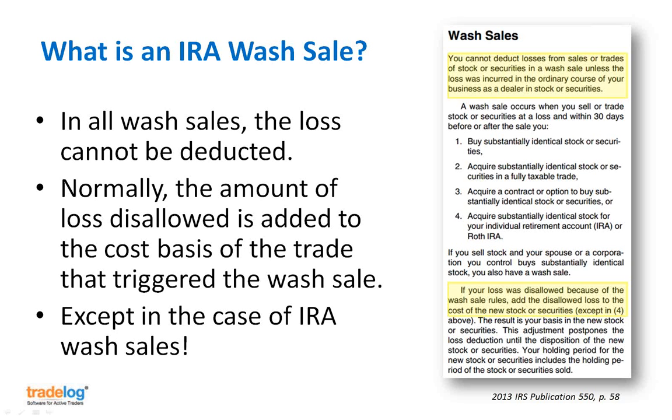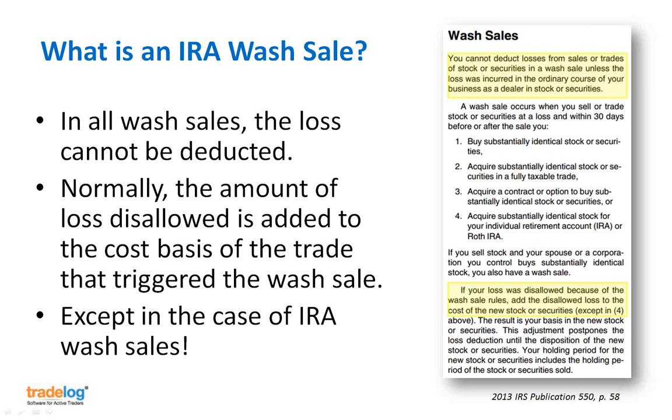Now, what's interesting with this aspect of the wash sale rule: in all wash sales, the loss cannot be deducted at the time that it occurred. So if you have a loss and it's part of a wash sale, you have to make an adjustment, and that loss can't be taken at the time it occurred. In a normal wash sale situation, the amount of the loss is disallowed, but it's added to the cost basis of the trade that triggered the wash sale, so the shares or contracts that were purchased, often referred to as the replacement position. So that's in a normal wash sale situation, where the adjustment is made.